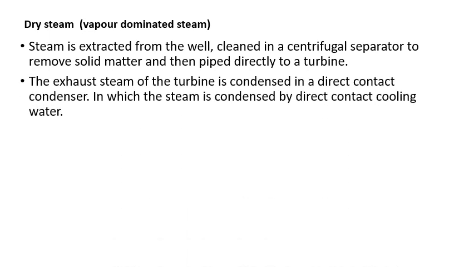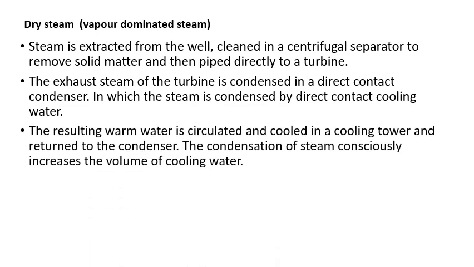The exhaust steam of the turbine is condensed in a direct contact condenser, in which the steam is condensed by direct contact cooling water. The resulting warm water is circulated and cooled in a cooling tower and returned to the condenser. The condensation of steam consequently increases the volume of cooling water.